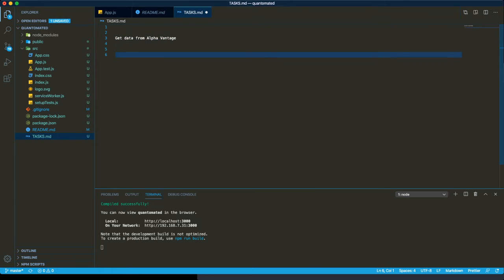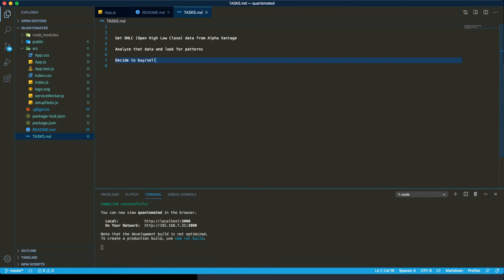So I get open, high, low, close data from Alpha Vantage. I'm going to analyze that data and look for patterns, and then decide to buy or sell. Okay. That's the extremely rough outline for this.